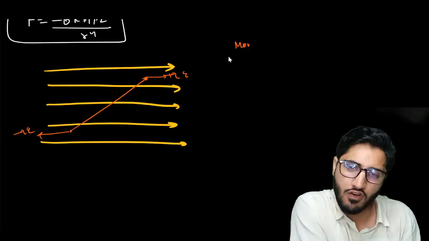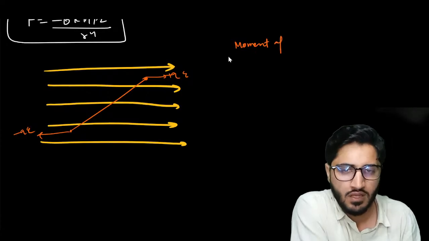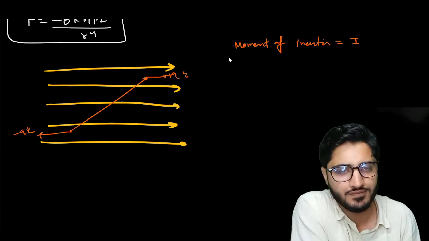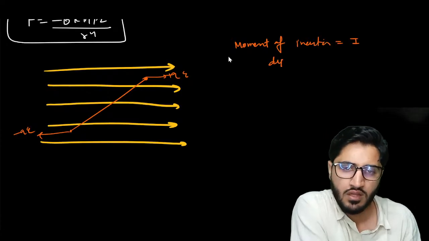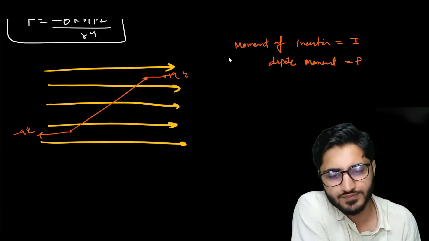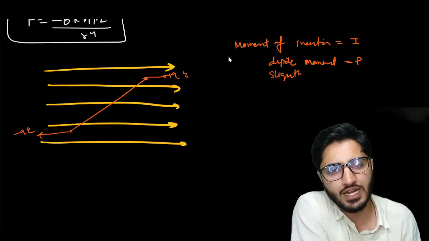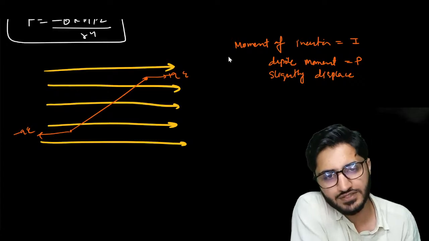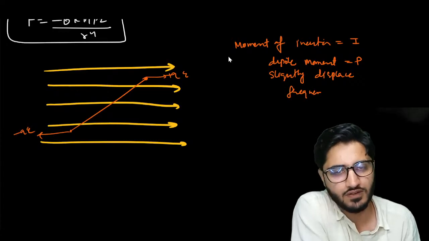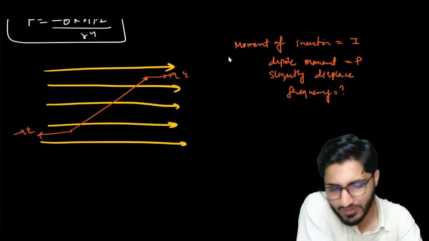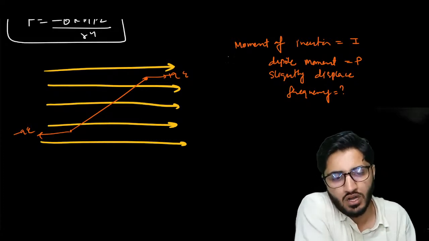So if the moment of inertia I is given, if the dipole moment P is given to us, and if we slightly displace it, find the frequency of the rotational motion. Sir, how to do it now?